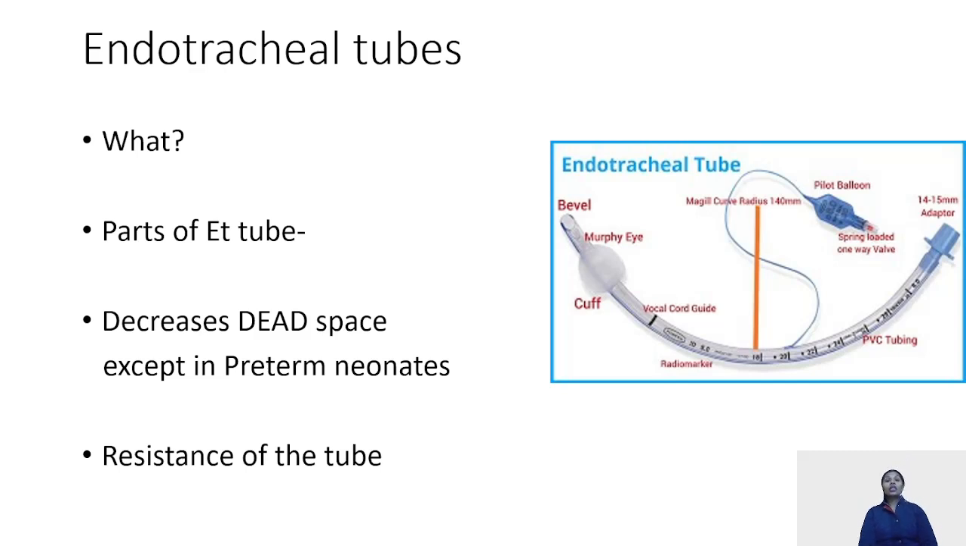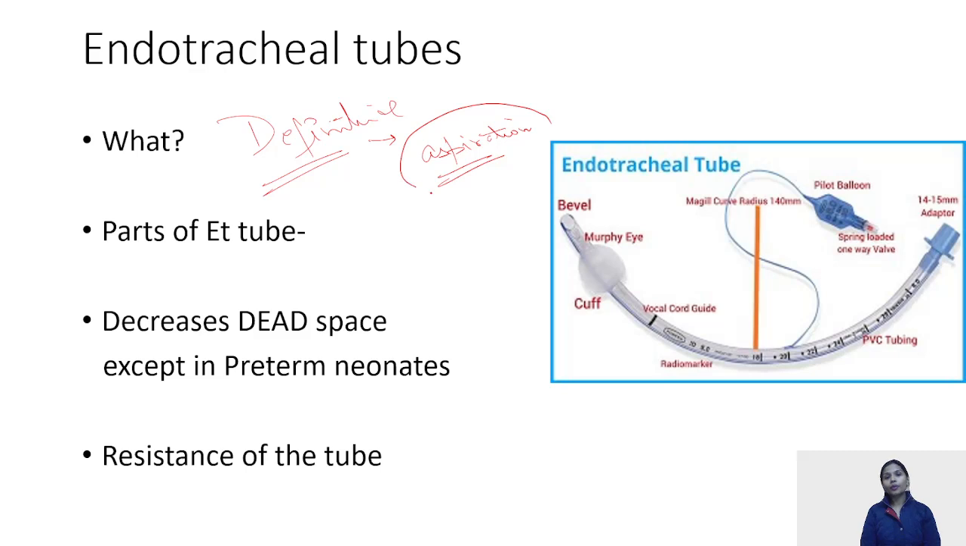Moving now to the third equipment, which is your endotracheal tubes. The parts. What is an endotracheal tube? It is an artificial airway, a definitive artificial airway. Please remember this. By definitive, we mean that this is going to prevent aspiration. It is not only going to give positive pressure ventilation to the patient, but also it is going to prevent aspiration.